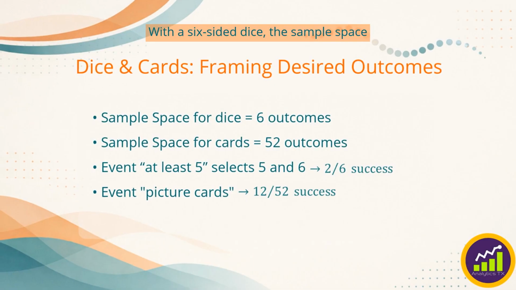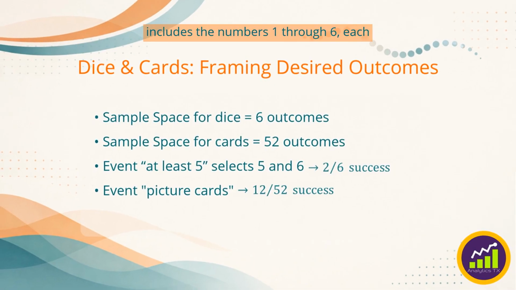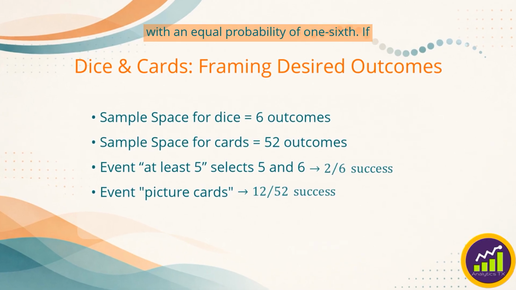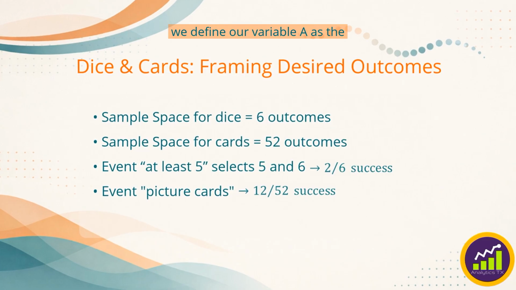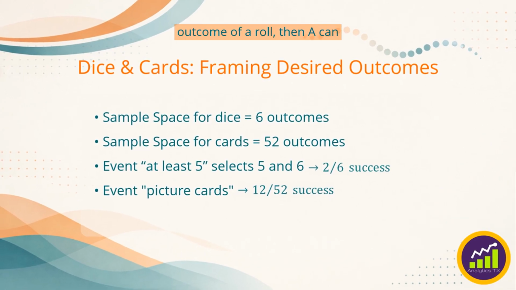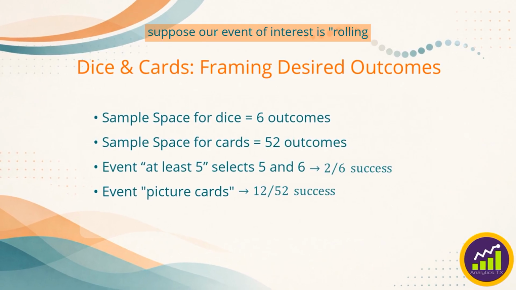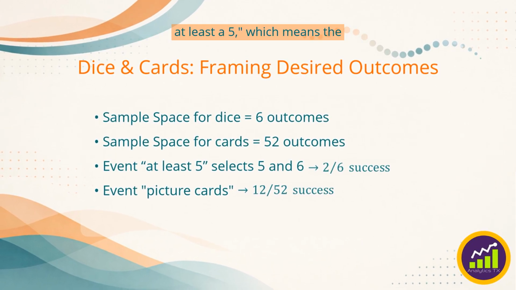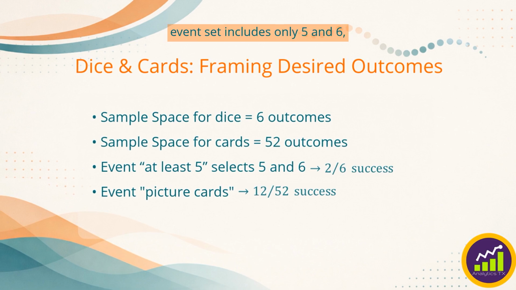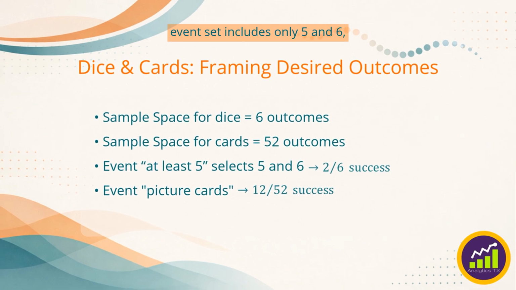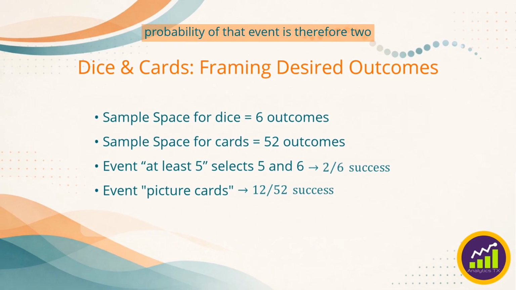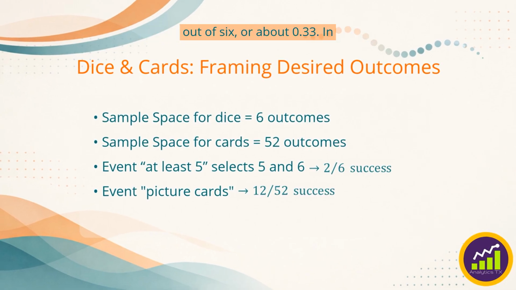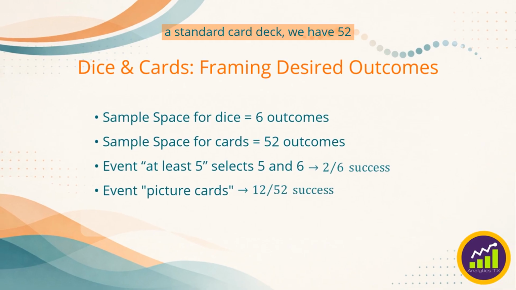With a six-sided dice, the sample space includes the numbers 1 through 6, each with an equal probability of 1/6. If we define our variable A as the outcome of a roll, then A can take any of those 6 values. Now suppose our event of interest is rolling at least a 5, which means the event set includes only 5 and 6, 2 outcomes out of 6. The theoretical probability of that event is therefore 2 out of 6, or about 0.33.